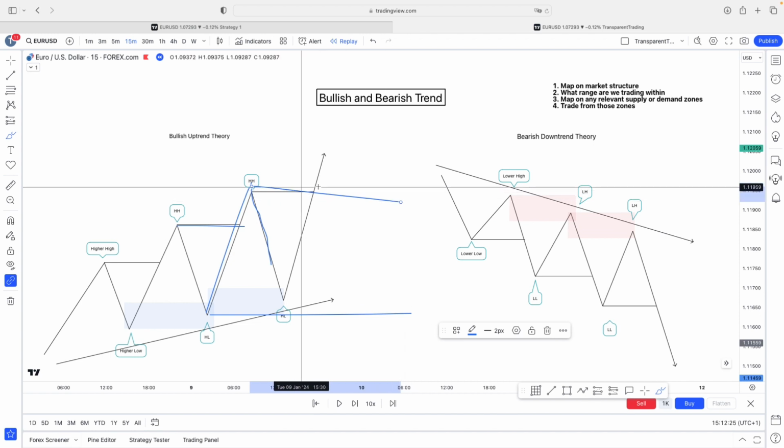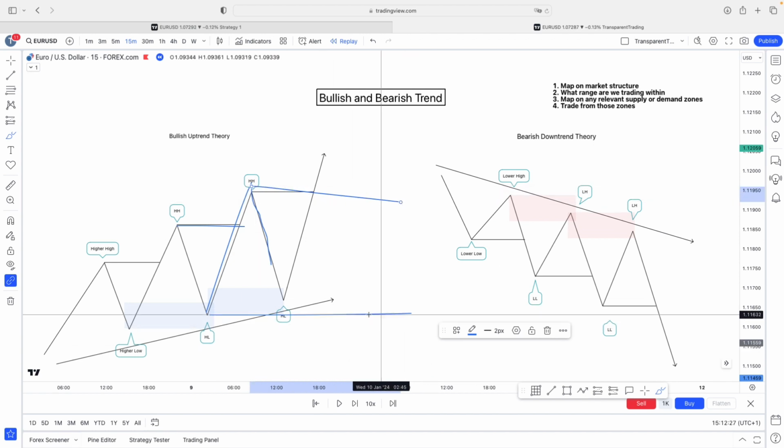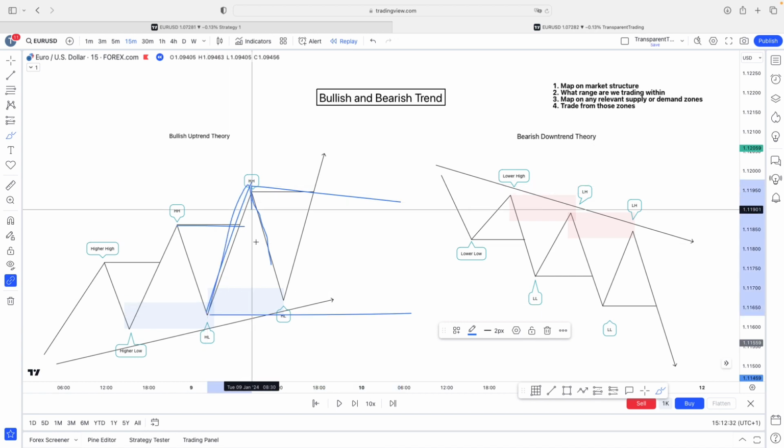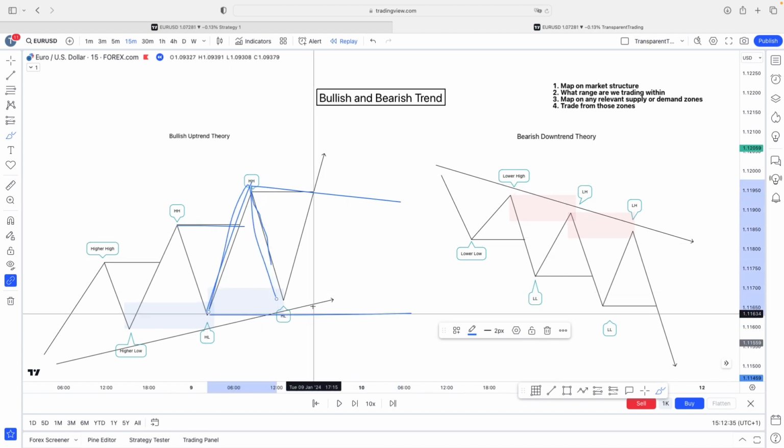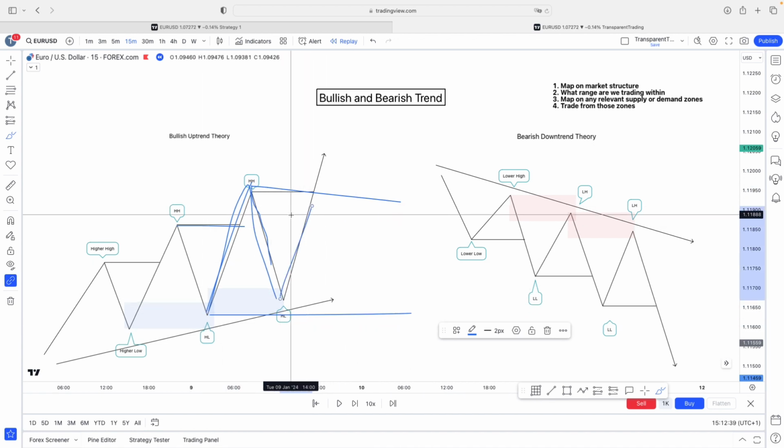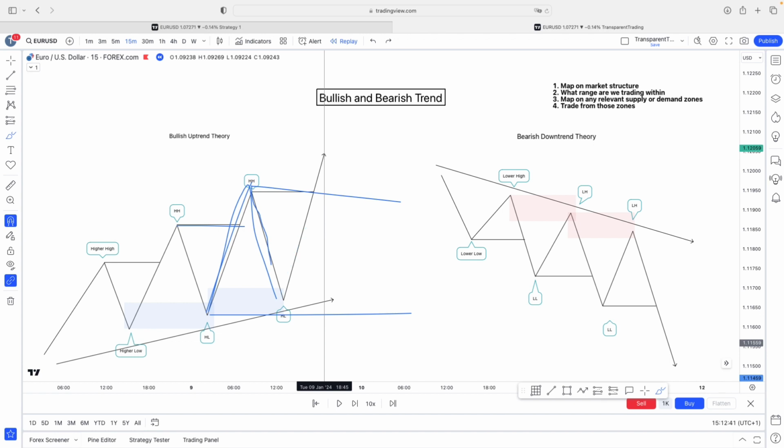We have our swing high that we're trading within and our swing low that we're trading within. So just from a market structure perspective, we expect a break of structure, a pullback to around where the strong swing low is, and then to target that weak swing high to the upside.